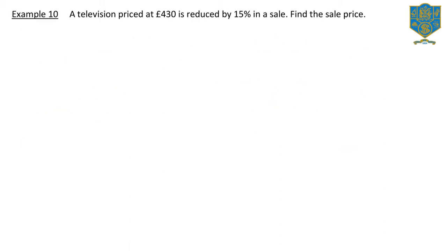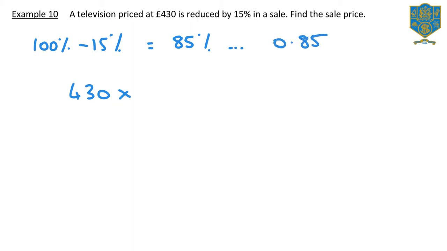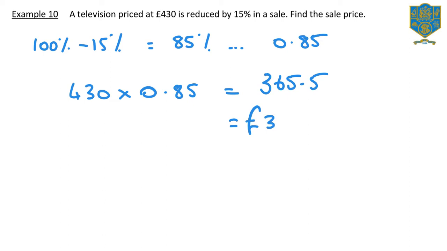Example 10, a television is priced at 430 and reduced by 15%, find the sale price. So we've got 100% and we're taking away 15%, which gives us 85%. So we'll do 430 multiplied by the 85% as a multiplying factor, which is 0.85. And that's going to give us 365.5. That's what the calculator reads, but because this is currency, we need to include our units of pounds, so £365.50, and we need to go to 2 decimal places. Remember, we always need 2 decimal places with currency.